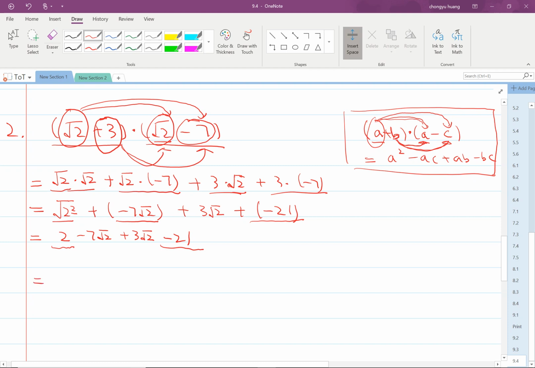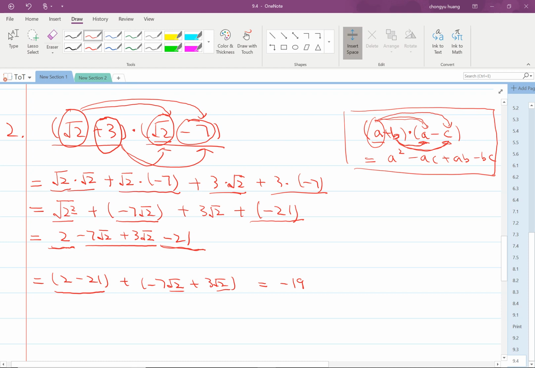Let me put those into the bracket. So we have 2 minus 21, and we can do some calculation over here. The middle two terms are negative 7 square root of 2 and then plus 3 square root of 2. Both of them have a square root of 2, so we are able to do some calculation. In the bracket, 2 minus 21 is negative 19. Let me check again. Yeah, negative 19.